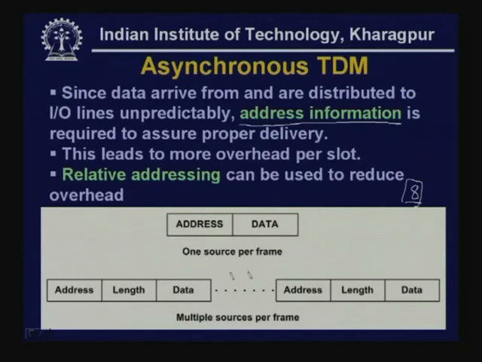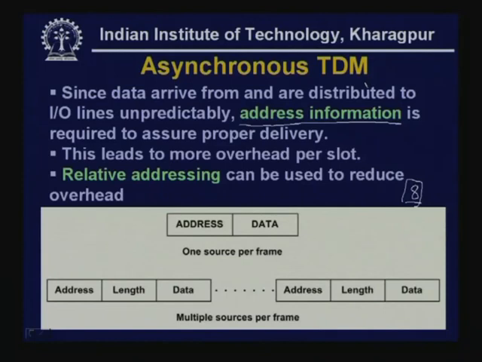So, in this way we can try to reduce the overhead, but whatever we do, there will be some overhead that cannot be escaped. So, there will be some overhead in asynchronous time division multiplexing, because you have to send the address information along with the data. However, it has got the advantage that it makes better utilization of the channel.